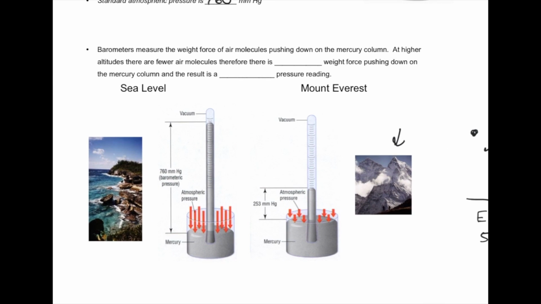So if there are fewer air molecules, then there's less weight force pushing down on the mercury column, and the result is a lower pressure reading, right? So you can see that this is what the pan looks like at sea level, or close to, in Escanaba, right? So there's air pushing really, really hard down on this pan and pushing more mercury up, whereas here it's not pushing quite as hard because there just aren't as many particles, right? And so it doesn't push the column up quite as high.